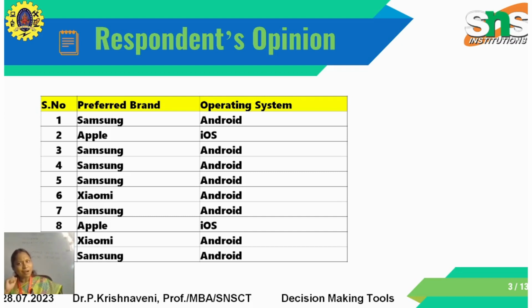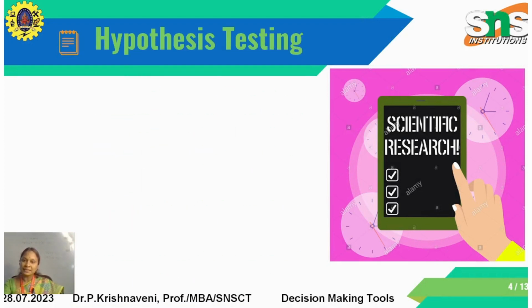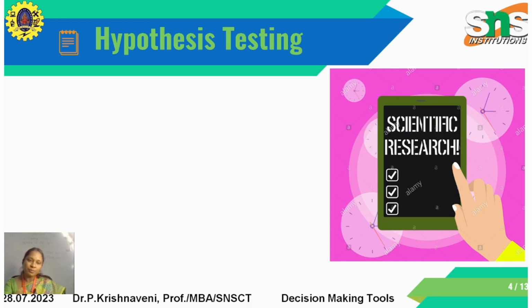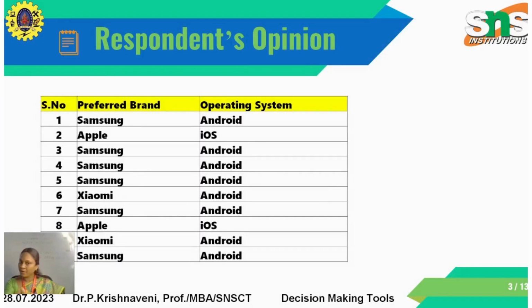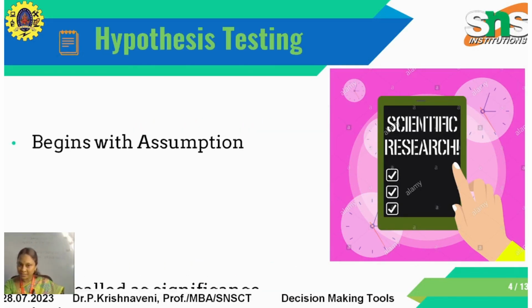Then what would be the next step? Shall we immediately go for data analytics? No. What has to be done is hypothesis testing, and for that we have to begin with an assumption. What could be the assumption? Actually, we have two data sets: one is the customers' preferred brand and the other is the operating system. Then we have to start with our assumption.